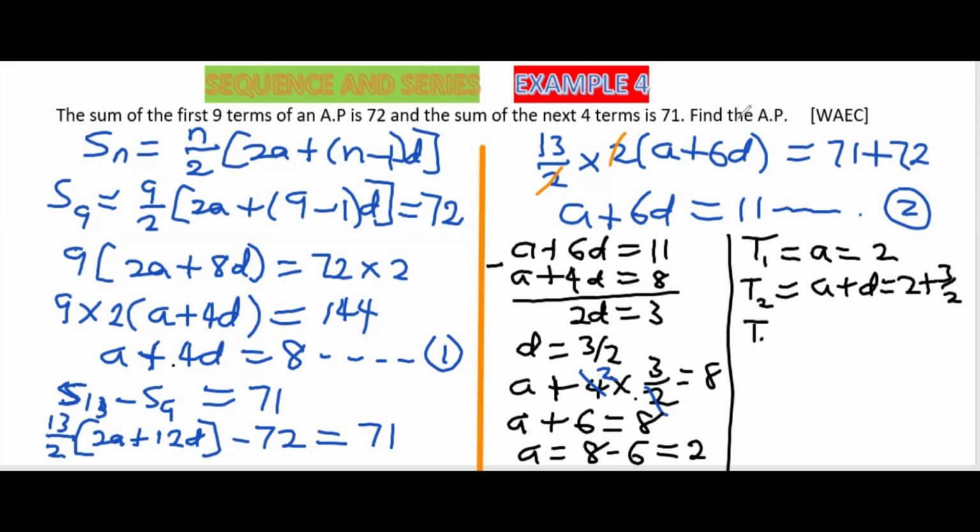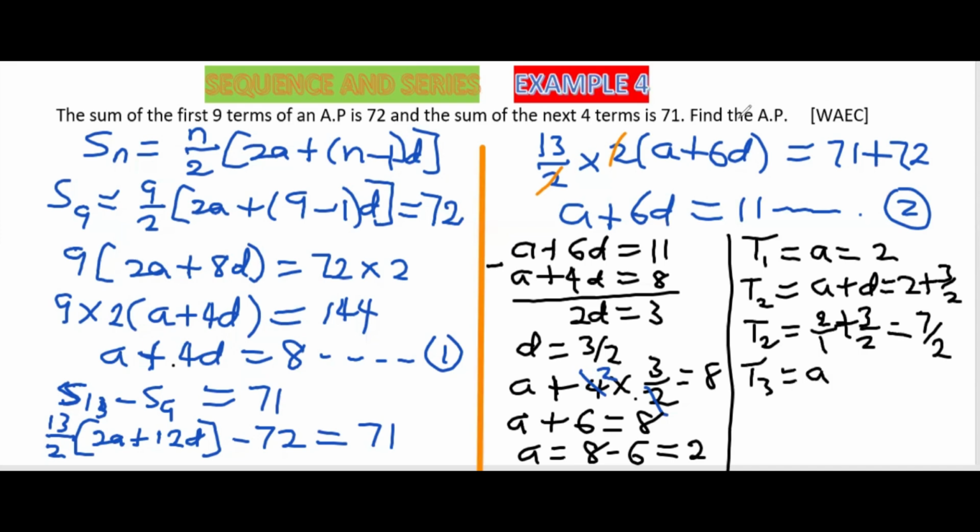So T2 becomes, just simplify, 2 over 1 plus 3/2 as a fraction. Find the LCM and simplify. That will give us 7/2. That is 2 plus 3/2, that is 7/2. Then let's find T3.